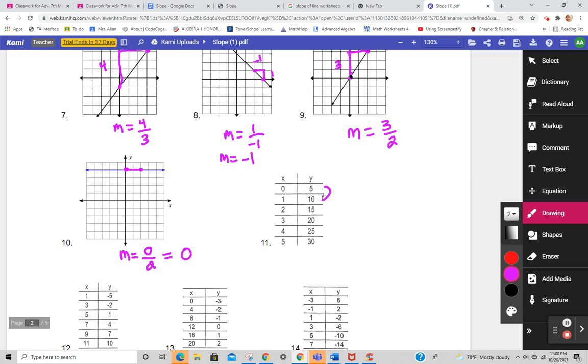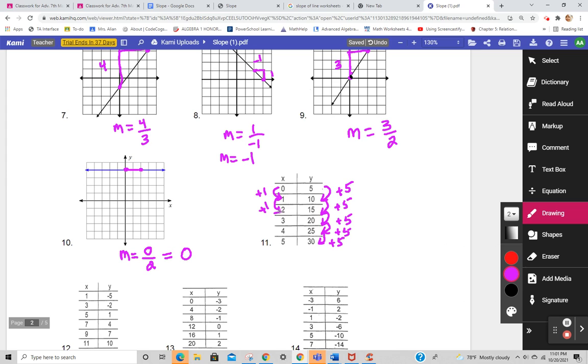You're going to do this. You're going to see how the y values are changing from one y value to the next. You're going to see how they're changing. So from 5 to 10, you're adding 5. From 10 to 15, add 5. From 15 to 20, add 5. From 20 to 25, add 5. And from 25 to 30, add 5. We're going to do the same thing on this side. How is the x changing? Add 1.